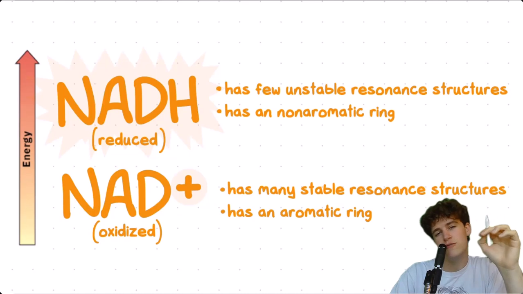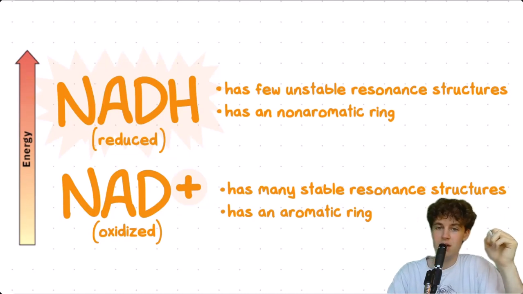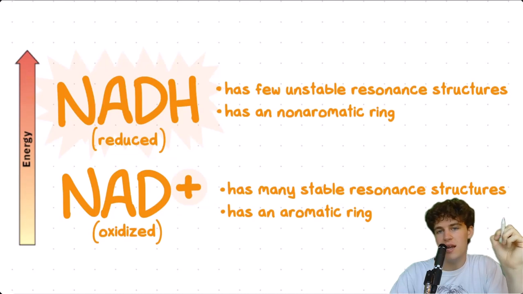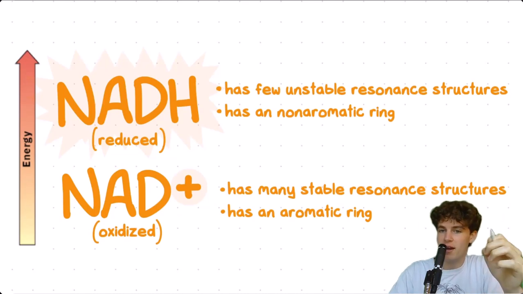NADH, the reduced form of this electron carrier, is higher energy than NAD+, the oxidized form, because NADH has fewer, less stable resonance structures, and because NADH has a non-aromatic ring, whereas NAD+ has an aromatic ring.